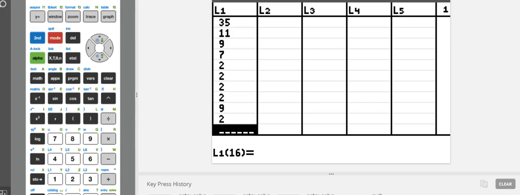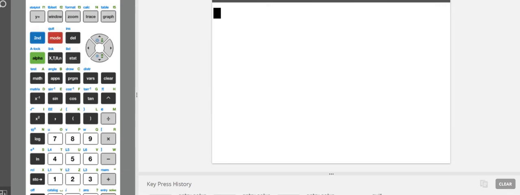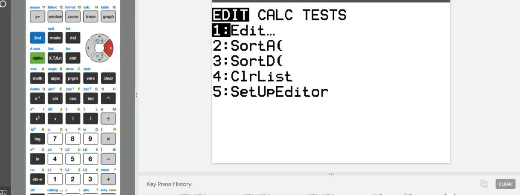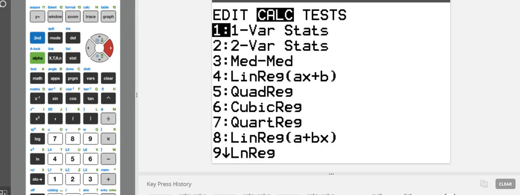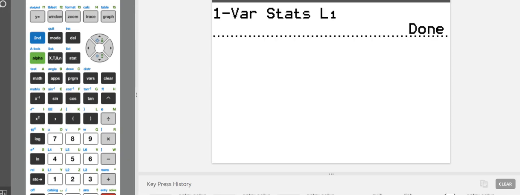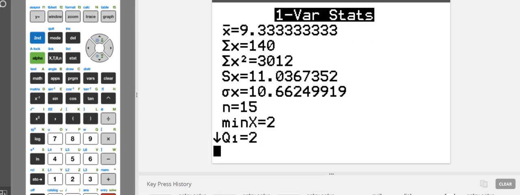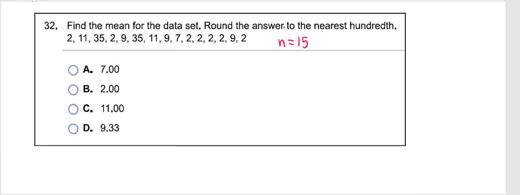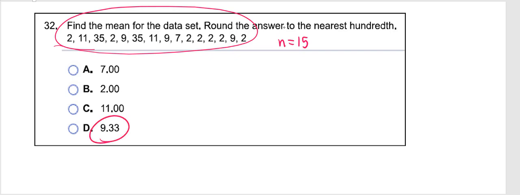I'm going to hit second quit. Then I'm going to hit stat, arrow to the right to calculate. I want to do a 1 variable statistic, so I'm going to hit enter twice, actually 3 times, 4 times. It tells me that my mean, x bar, is 9.333. Now, had I done this by hand, I would want to add all of those numbers up and divide by 15. My sample mean is 9.33.